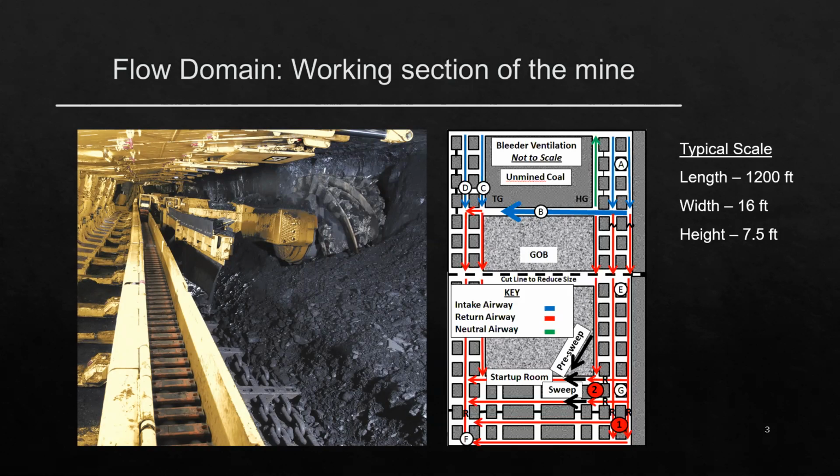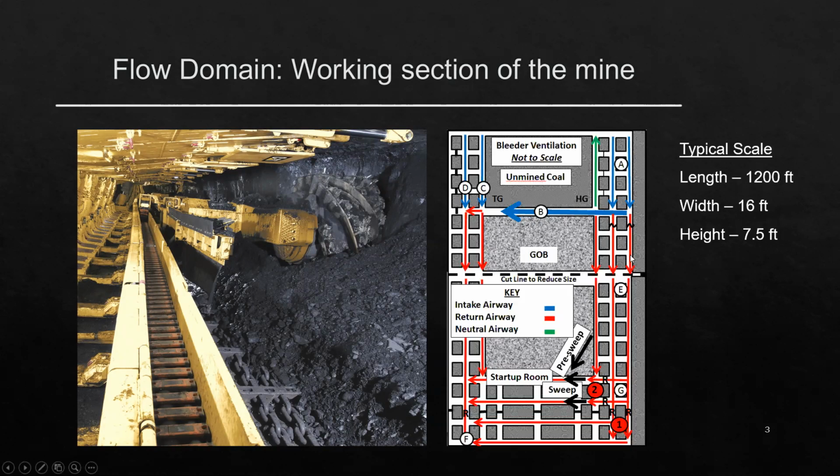And we can see only about 10 of those here, but there would typically be about 200 to 220 of these shields along the entire longwall section. And I've included the dimensions of a typical longwall here, so you can see where that length could be 1,200 feet, 300 plus meters.